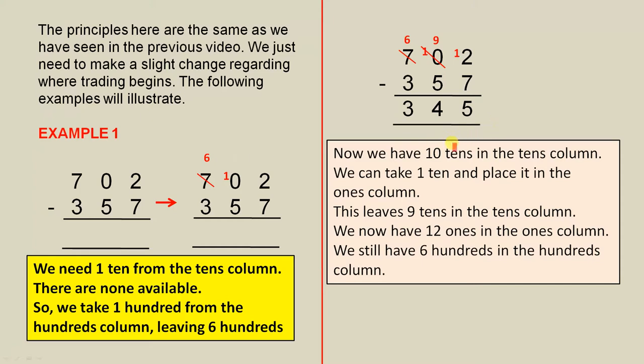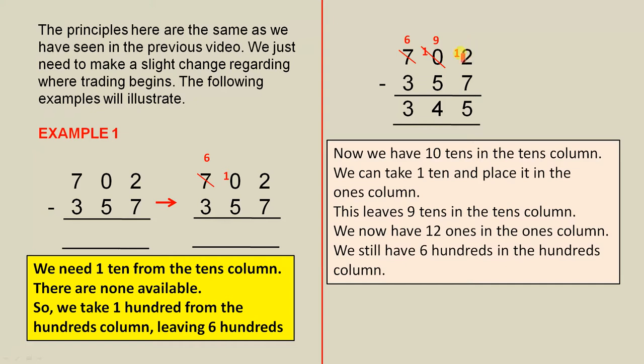Now we have 10 10s in the 10s column. Here it is here. 10 10s in the 10s column. Remember, before we had none. Now we've got 10, so we can do something. We can take 1 10 and place it in the 1s column. See here when we had 2 take away 7, which we can't do. Now that we have 10 10s in the 10s column here, we can take one of them. So we've taken one of them, we've put it there. That 10 10s now becomes a 9, and we're set to go with our subtraction.